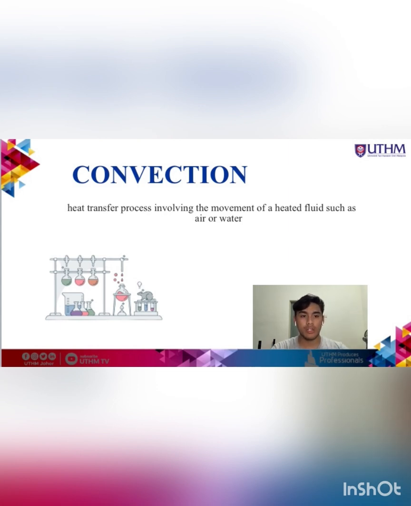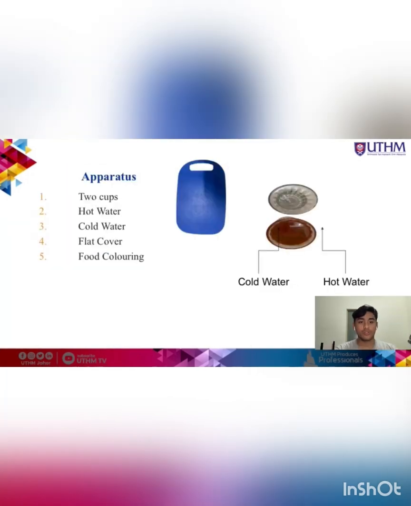Today I'm going to do the convection experiment. First, convection is a heat transfer process involving the movement of a heated fluid such as air or water. So to do the experiment, first we need 2 cups of water, filled with hot water and cold water, a flat cover to cover the water, and lastly food coloring to differentiate between hot water and cold water.